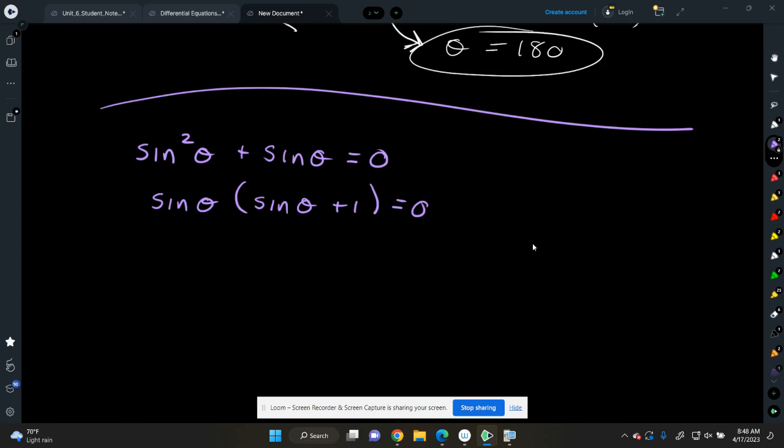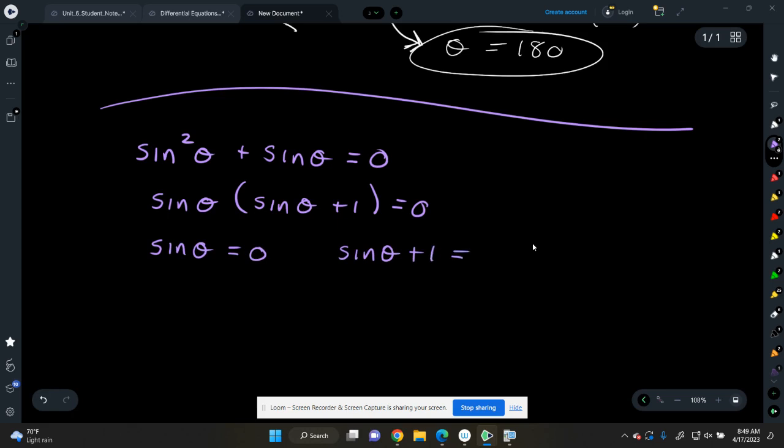Okay. Anyway, sine theta equals 0. Sine theta plus 1 equals 0. So here that means theta equals inverse sine of 0. And then over here I've got sine theta equals negative 1. So theta equals inverse sine of negative 1.